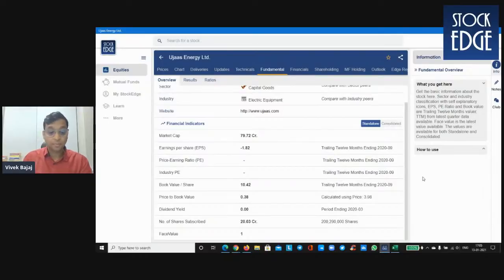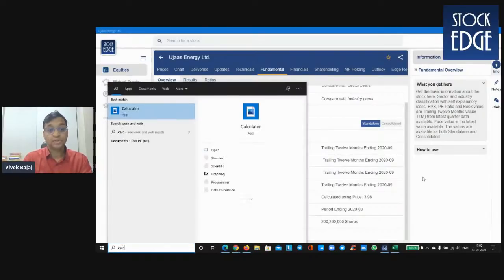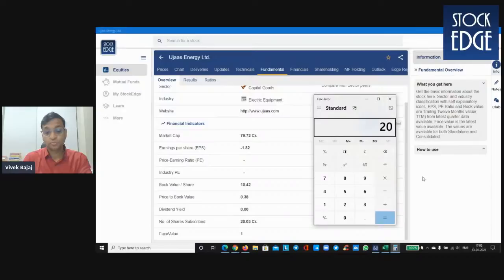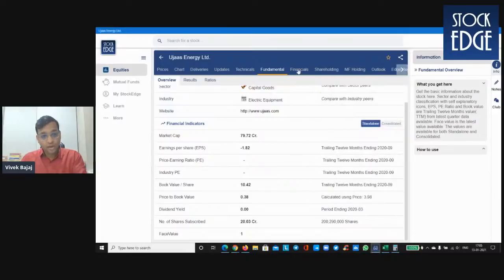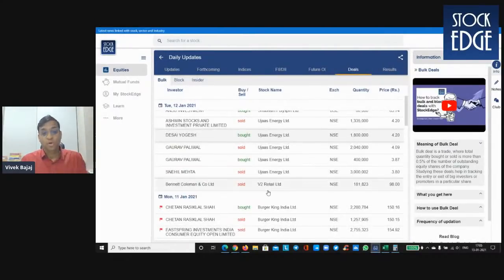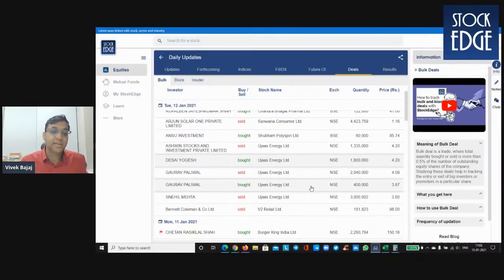20 crores multiplied by 0.5%. Let's do the calculation. So 20 crores multiplied by 0.5% into crore 100,000 into 3. Okay, is around 10 lakhs. So if on a particular day 10 lakh shares or more worth of a company is traded in the exchange, it has to be reported in the bulk deal.